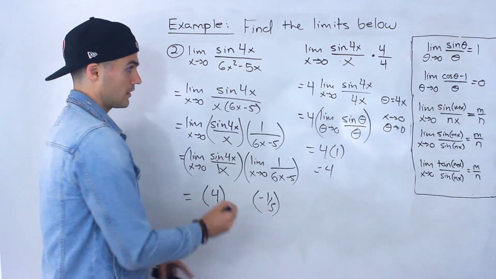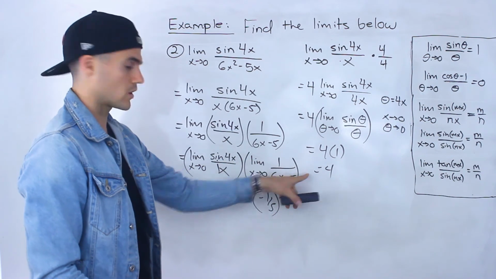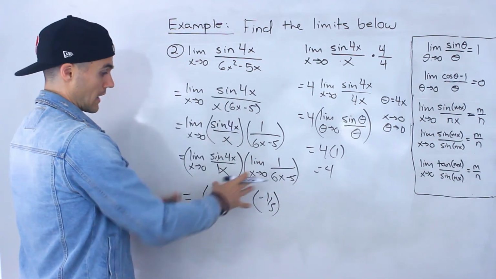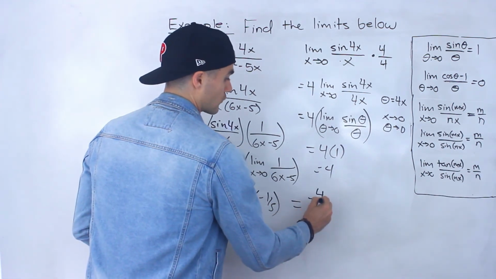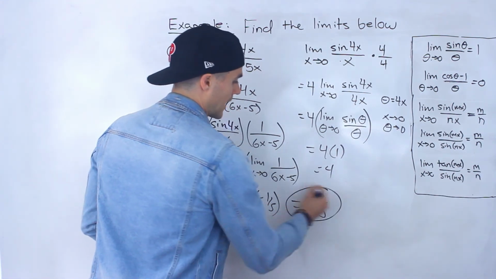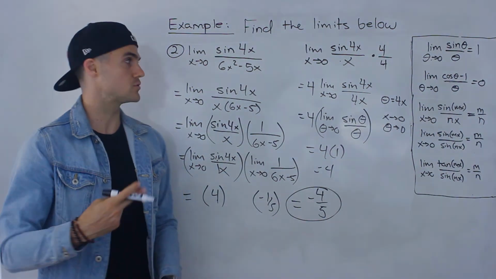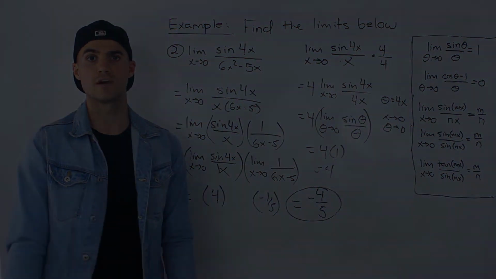So to go from here to here, this is how you show the work. And now going back to our main work, 4 times negative 1 over 5 is just negative 4 over 5. That ends up being the answer, the limit to the second part of this example.